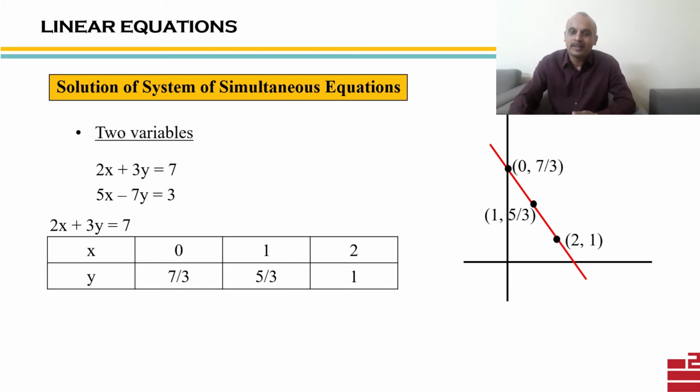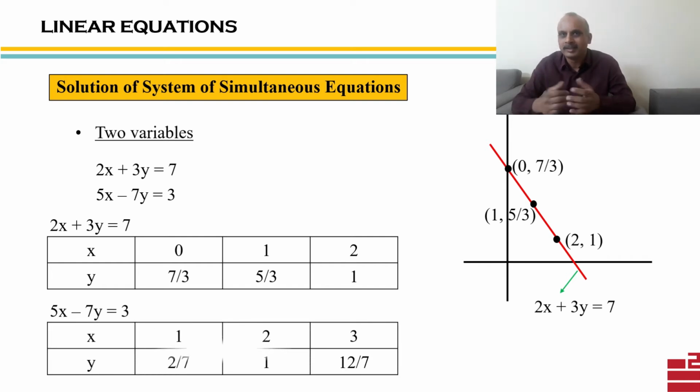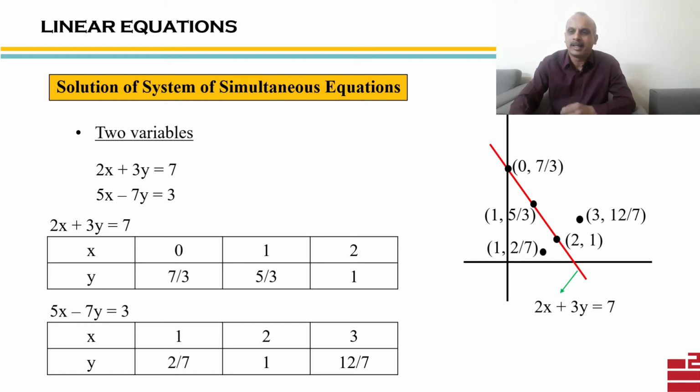For the second equation, if we do similarly, that is, the second equation is 5x minus 7y equals 3. For this equation also, if we develop this kind of table, we will get something like this, as you can see on screen. So when x is 1, the value of y will be 2 by 7 and so on. And let's plot these points also on the same system of coordinate axes. So plotting them and joining them by a straight line, we get this blue colored line, which is the graph of this second equation.